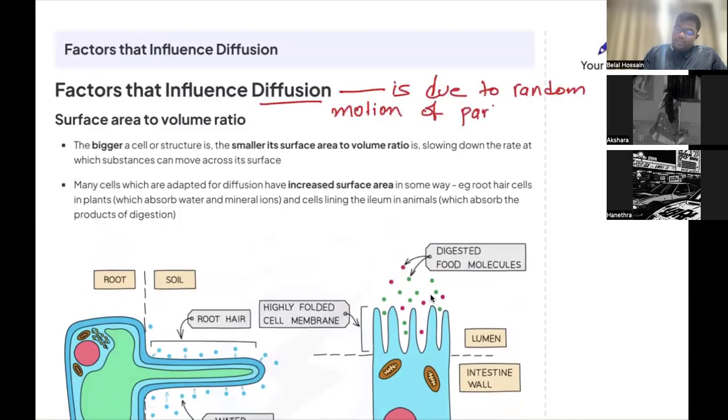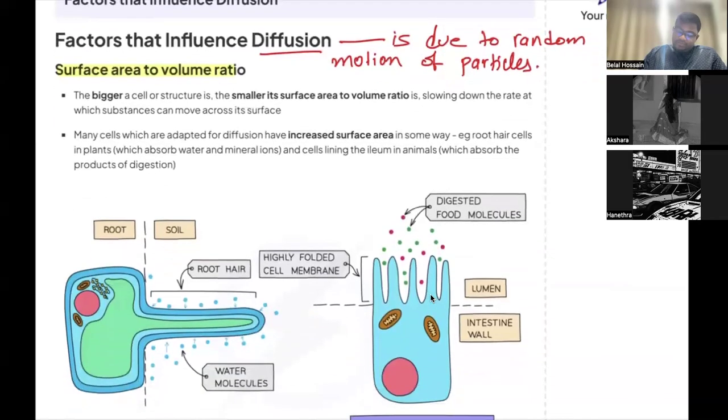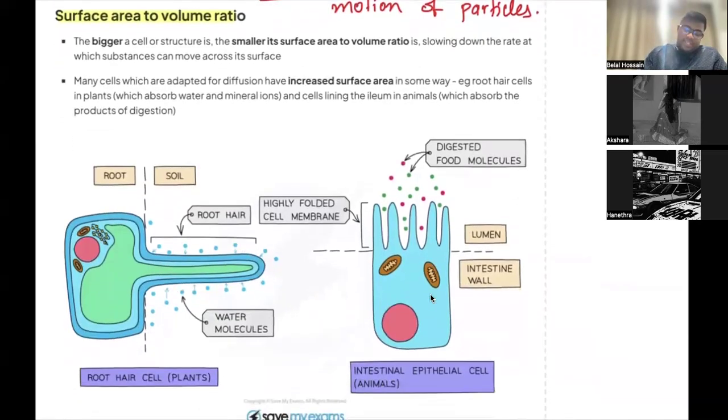Motion of particles. So here, talking about the surface area to volume ratio. We already emphasized this yesterday. The bigger the surface area, the faster the diffusion can occur. So increased surface area means greater diffusion.